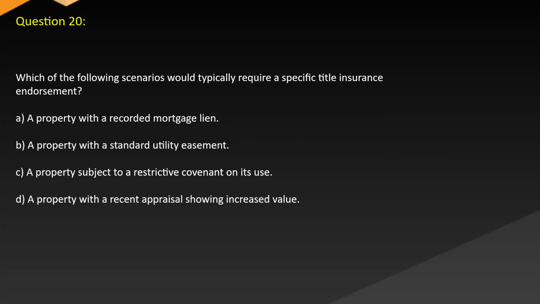Question 20. Which of the following scenarios would typically require a specific title insurance endorsement? A. A property with a recorded mortgage lien. B. A property with a standard utility easement. C. A property subject to a restrictive covenant on its use. D. A property with a recent appraisal showing increased value.